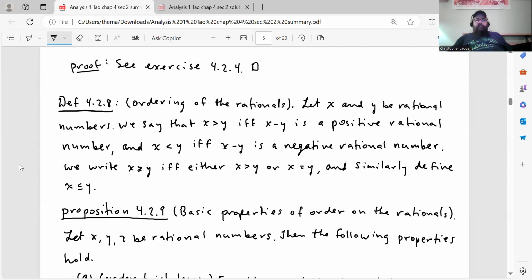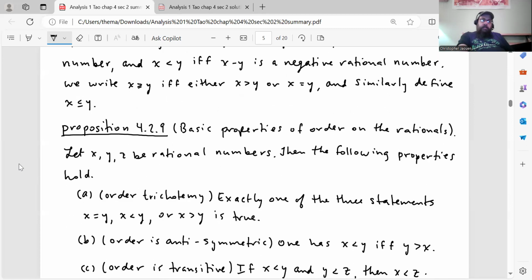All right, definition 4.2.8, ordering of the rationals. Let x and y be rational numbers. We say x is greater than y if and only if x minus y is a positive rational number, and x is less than y if and only if x minus y is a negative rational number. We write x greater than or equal to y if and only if either x is greater than y or x equals y, and similarly define x less than or equal to y. We've seen a similar definition for the integers as well.